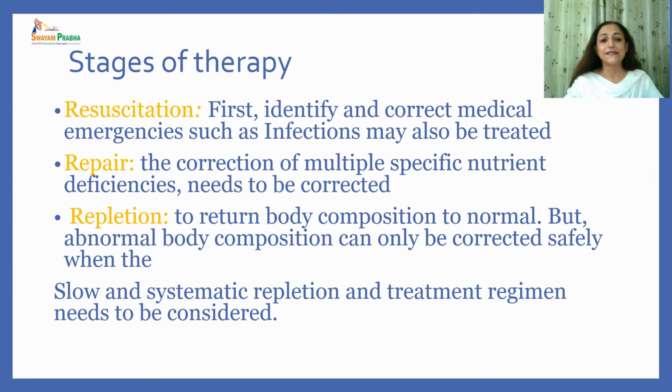This is followed by the second stage, known as the repair phase, that takes into account the correction of multiple specific nutrient deficiencies, and that correction will take us to the third step, known as repletion. Here the main aim is to return the body composition to normal, but abnormal body composition can only be corrected safely when there is slow and systematic repletion and the treatment regime is planned, because an abrupt increase in calories can cause refeeding syndrome.